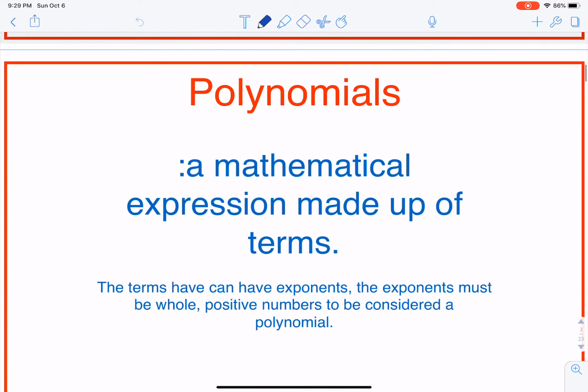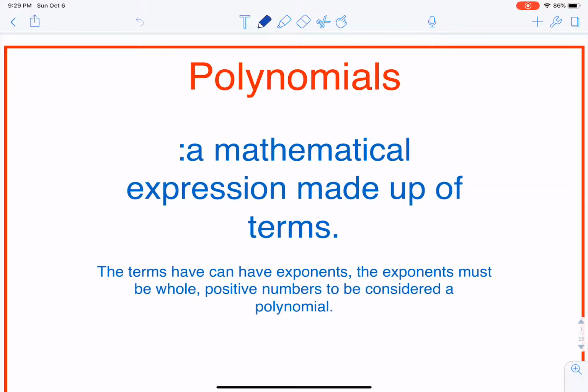So there's a lot of vocabulary here, so if I'm going too fast, remember that you can pause and rewind and sort of revisit some of these words. So polynomial, it's a mathematical expression that's made up of terms. And so specifically, the terms can have exponents, and the exponents have to be whole positive numbers in order for this to be considered a polynomial. So we're talking about natural number exponents here.